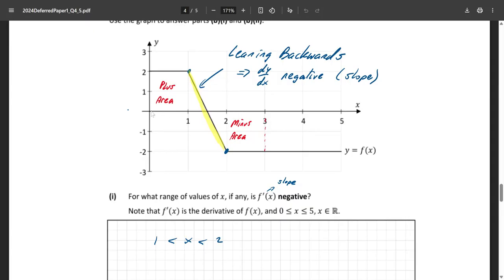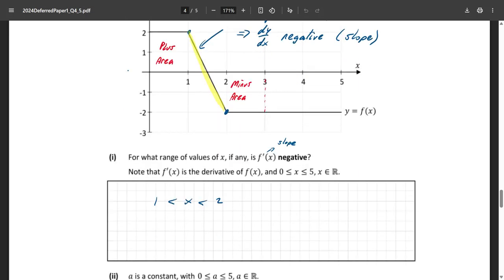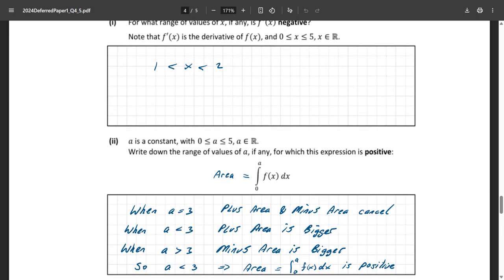If I integrate between here and anything beyond 3, well, the minus is now going to be bigger than the plus area. So I'll get a minus overall. Anywhere between here and anywhere above 3, basically, the minus area is going to be bigger. So what are we actually asked? Write down the range of values of A, which is the top limit there, for which the expression is positive.